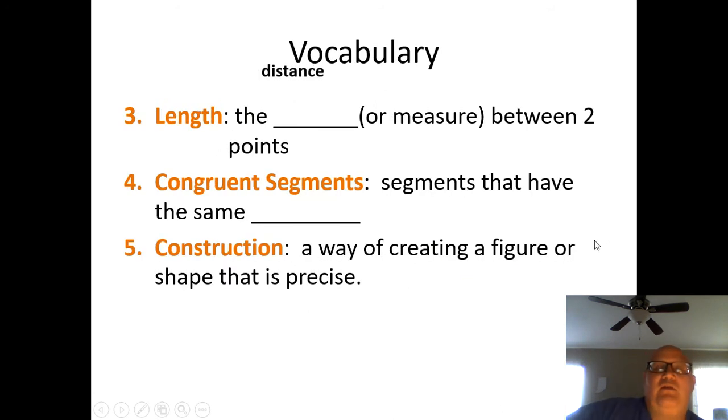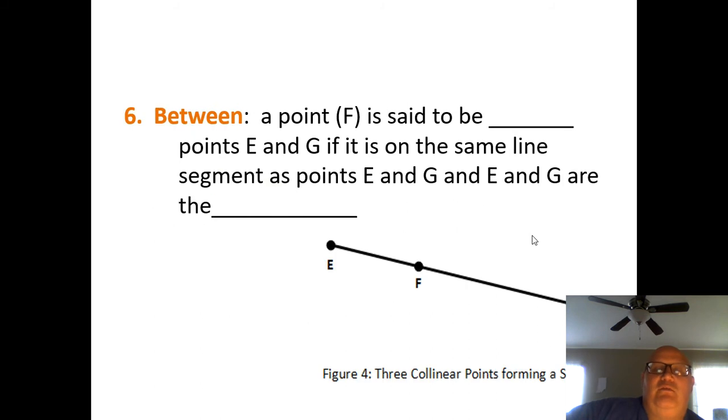So the length, distance, or measure, those are all synonymous, they mean the same thing between 2 points. So the length is the same as the distance or measure between 2 points. Congruent segments have the same length. In other words, their measurements are the same. And we won't talk about construction in this lesson.